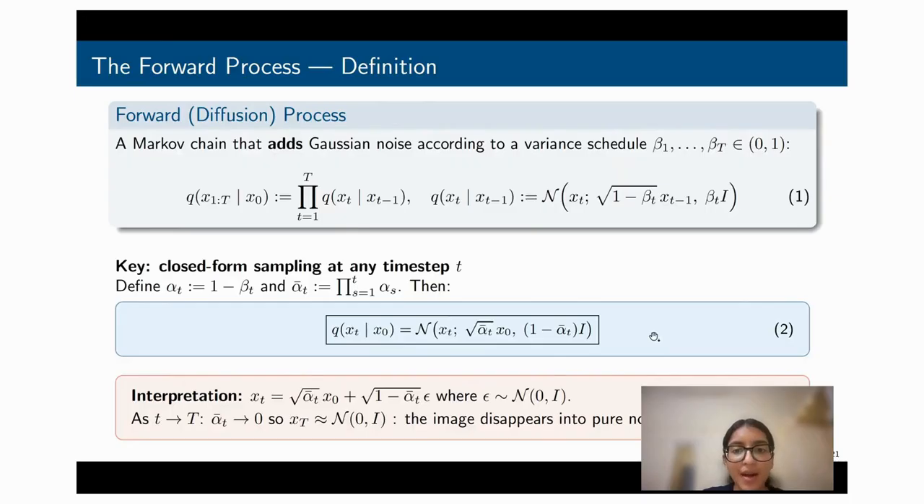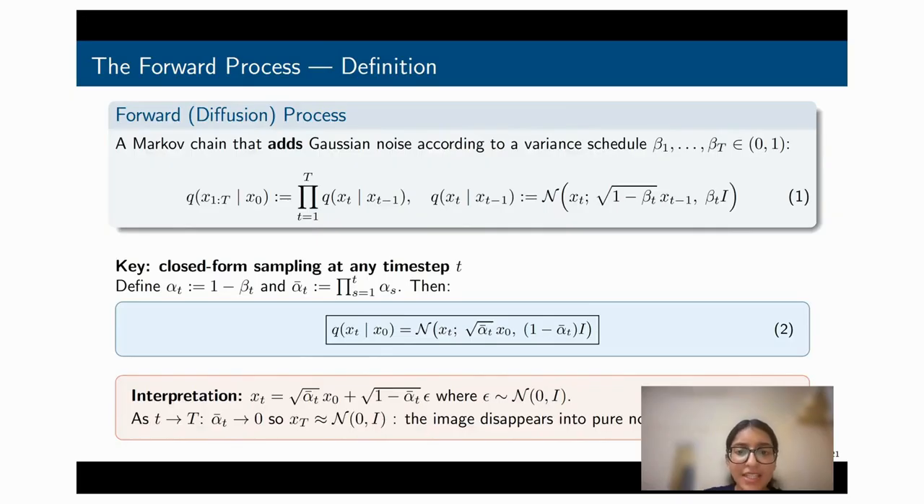Now, here is the mathematical trick that makes training tractable. Instead of simulating all 1000 noisy steps one by one, we can jump directly to any time step t in a single computation. q of xt given x0 equals a Gaussian with mean root alpha bar t times x0 and variance 1 minus alpha bar t.